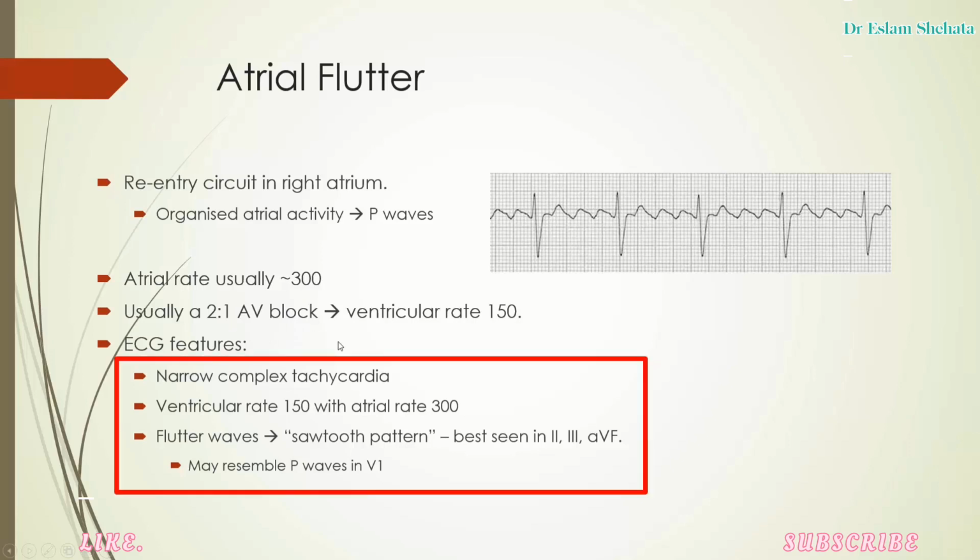The ECG features for you to be aware of: it's a narrow complex tachycardia. It might be regular, it might be irregular. The ventricular rate is usually around 150, with an atrial rate of 300. And the flutter waves, that's how we would describe the P waves in atrial flutter. So the shape is often described as a sawtooth pattern, and that's best seen in the inferior leads 2, 3, and aVF, although it might resemble a normal P wave in V1.